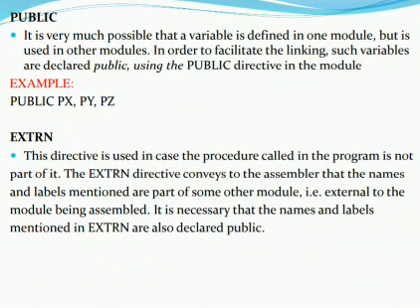And the next directive is EXTERN. This directive is used in case the procedure called in the program is not a part of it. That is, the EXTERN directive conveys to the assembler that the names and labels mentioned are part of some other module, that is, external to the module. It is necessary that the names and labels mentioned as external are also declared as public.